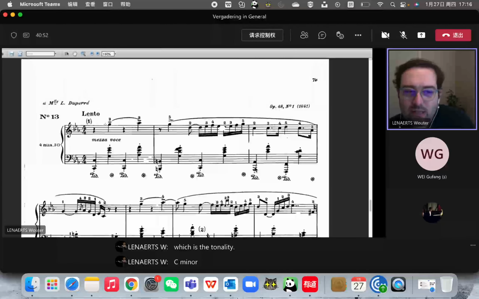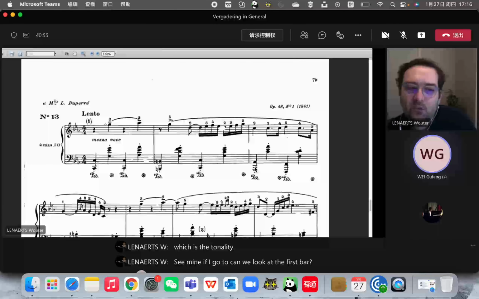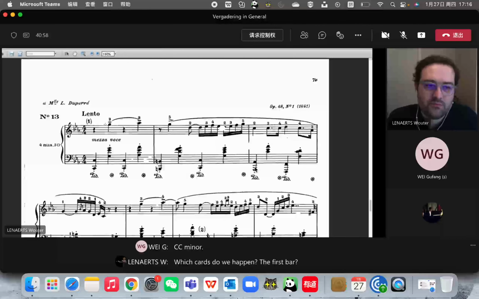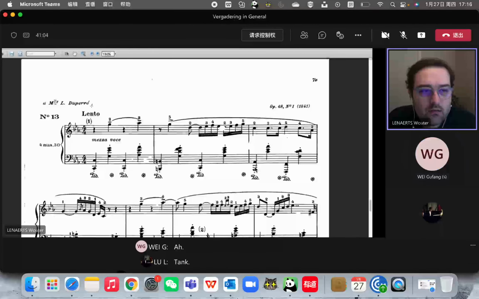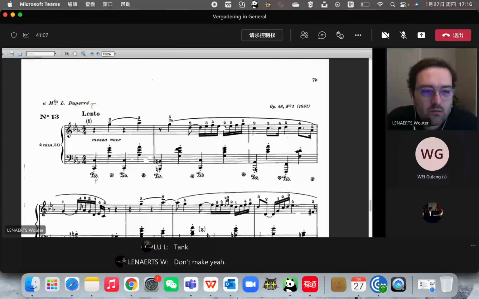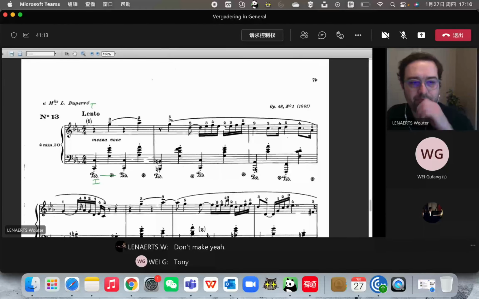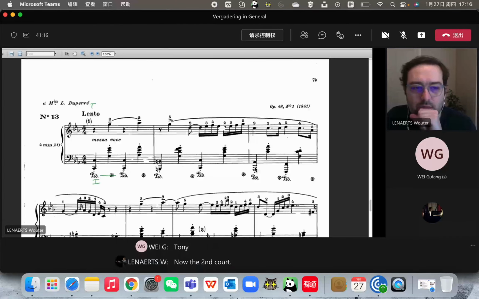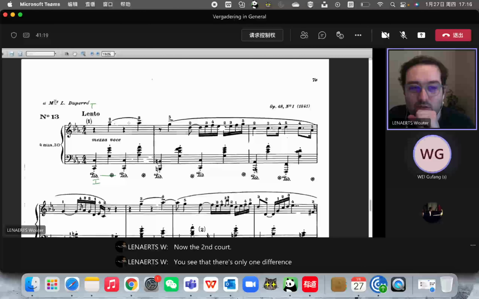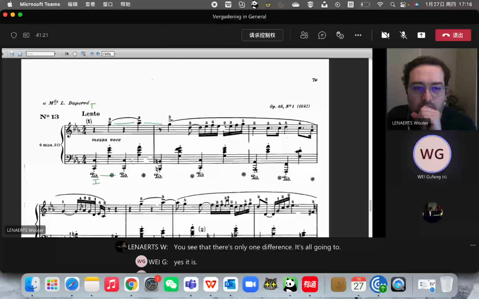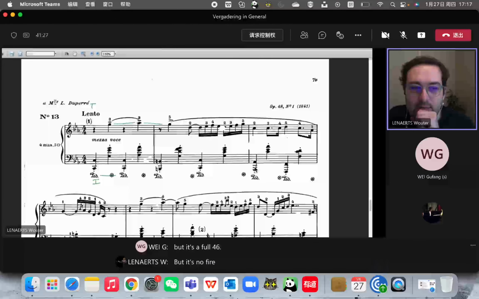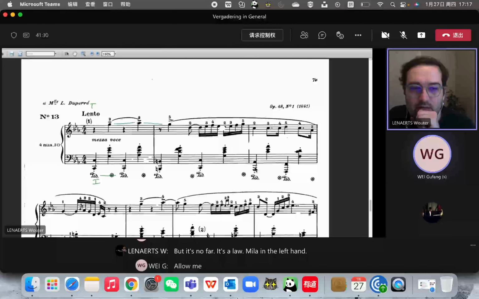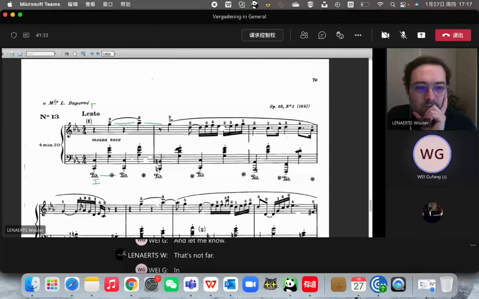C minor, very good. Can we look at the first bar? Which chords do we have in the first bar? The first is tonic, the second is the six degree, first inversion. And then the second chord, six degree, you see that there's only one difference, eh? So going to the six degree first inversion, but it's a 4/6. But there's no fa, eh? It's la, mi, la in the left hand.